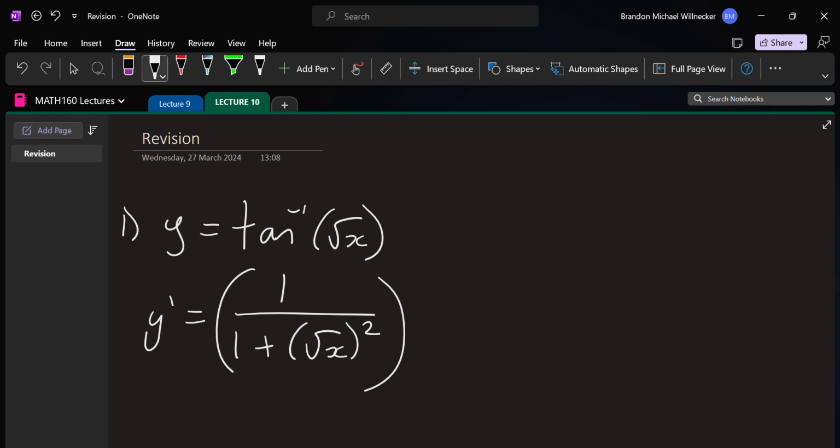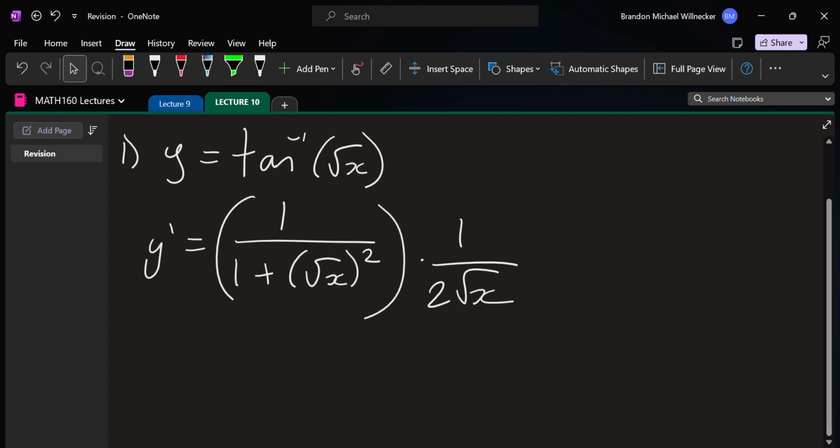Now differentiating the inside function, that's the derivative of root x. You can think of that as x to the half. Then we use the power rule, and we end up with 1 over 2 root x. Okay, you can leave it like this. That's perfectly fine. If you want to put the root x squared as x, that's fine as well. It depends on what kind of question you get in the test. If there's follow-up questions that require this, maybe simplifying would be better. But if it's just a question on its own, there's no real need to simplify.